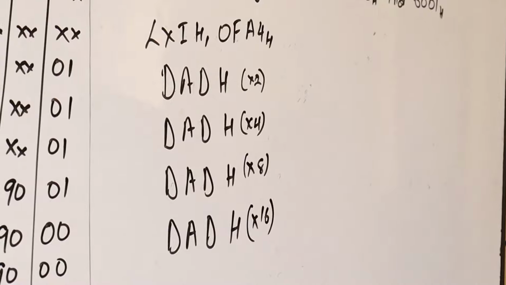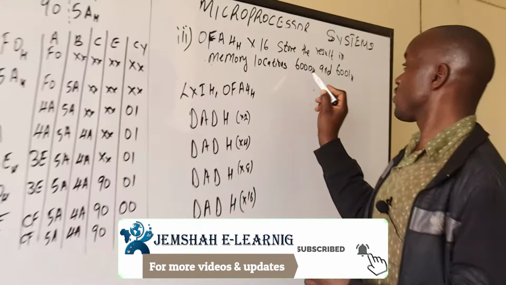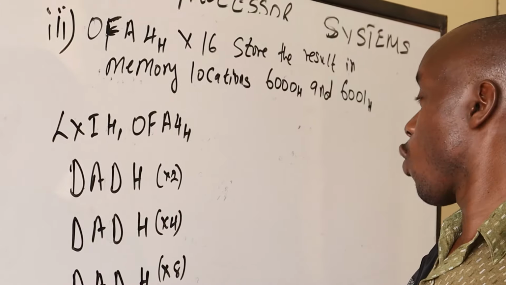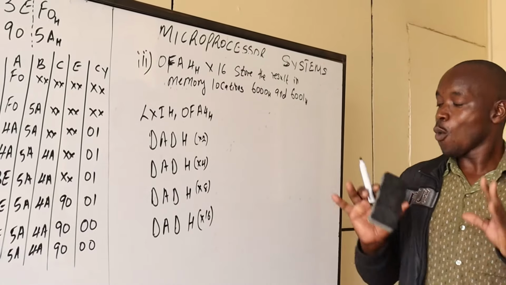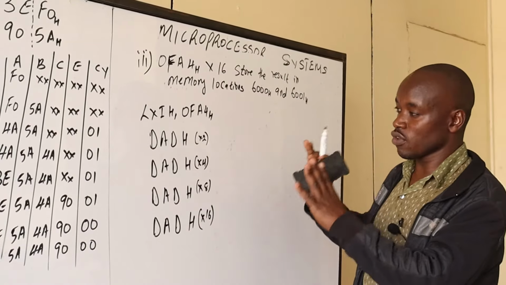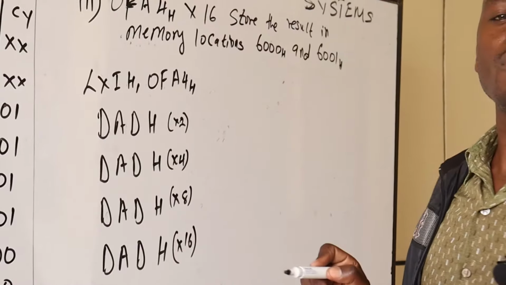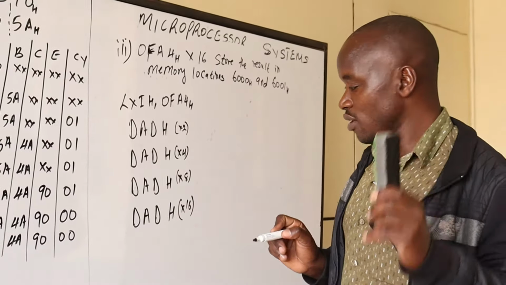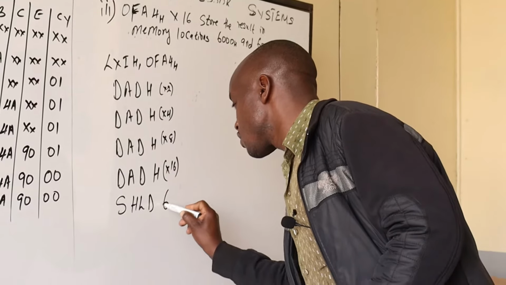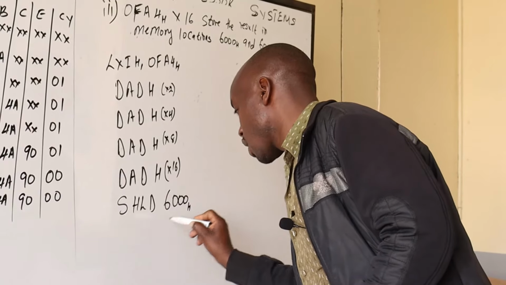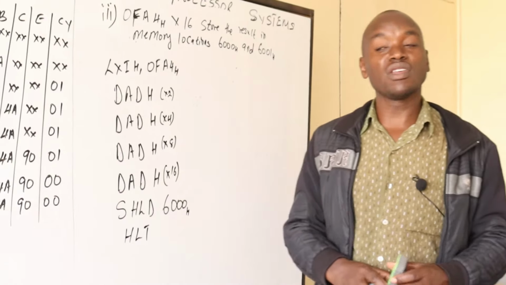And then we look for an instruction which can take this result, which is in HL, to memory locations 6000 and 6001. And this one I will draw the trace table so that now people will understand clearly what's happening in each instruction execution. So now what will happen is I look for an instruction which can take 2 memory locations consecutively. So the instruction will be SHLD 6000H. Otherwise, you stop.